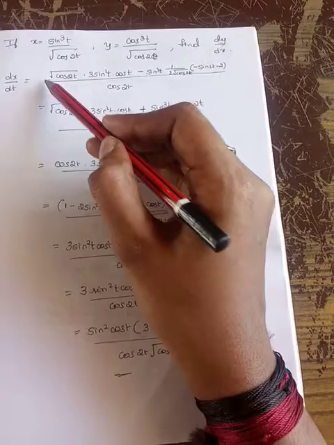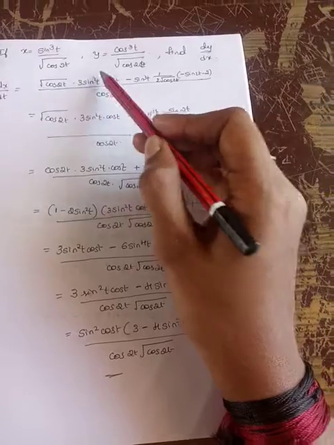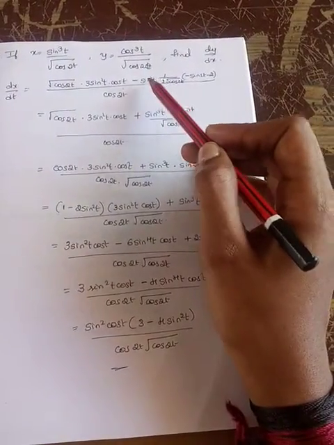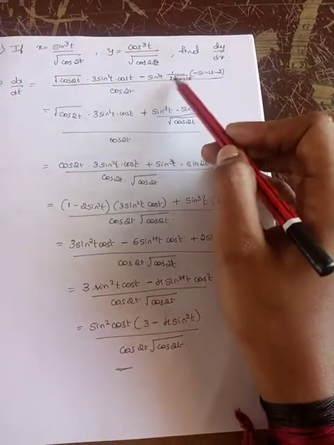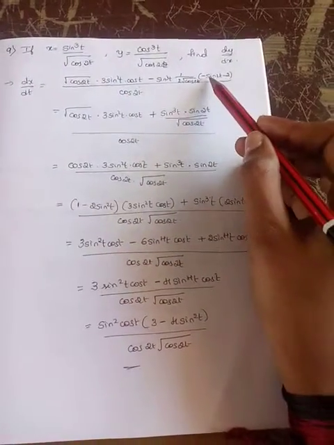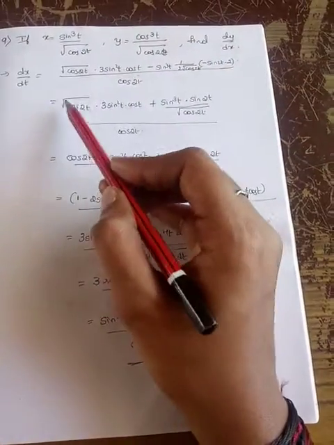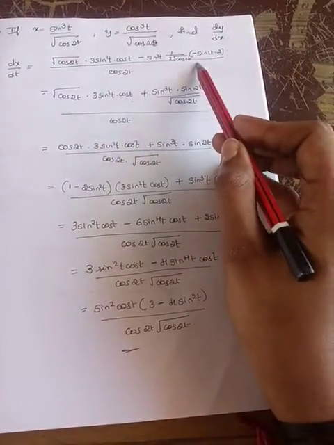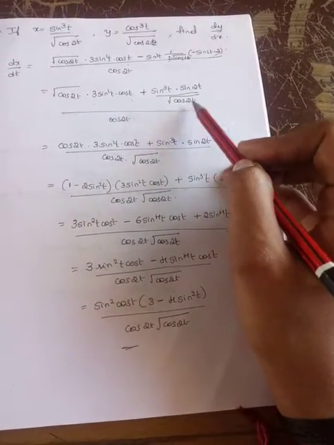Numerator becomes denominator, that is square root of cos 2t into differentiation of sin cube t is 3 sin square t into differentiation of sin t is cos t minus numerator, that is sin cube t into differentiation of square root of cos 2t is 1 divided by 2 into square root of cos 2t into differentiation of cos 2t is minus sin 2t into differentiation of 2t is 2. That is equal to square root of cos 2t into 3 sin square t into cos t minus into minus, plus 2 and 2 getting cancelled, sin 2t divided by square root of cos 2t.